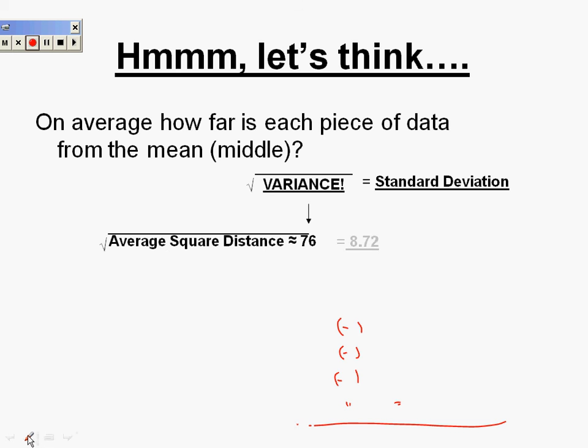So, if I had done another set of data and they had a standard deviation of 15, well, that would tell you that one's a lot more spread out than this one, right? So that's what we're looking at. That's what we're going to be finding now, this average distance from the middle.